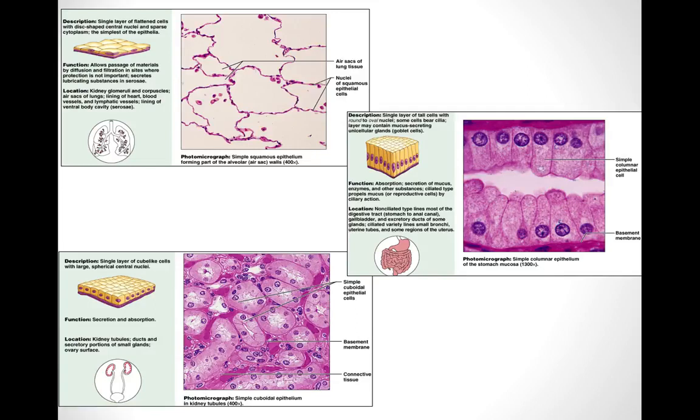This type of tissue can be found in the stomach, in the intestines, as well as the iris of the eye to basically change the shape of your pupils, either dilate or constrict your pupil.